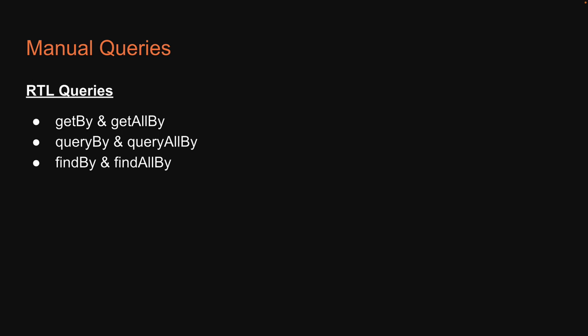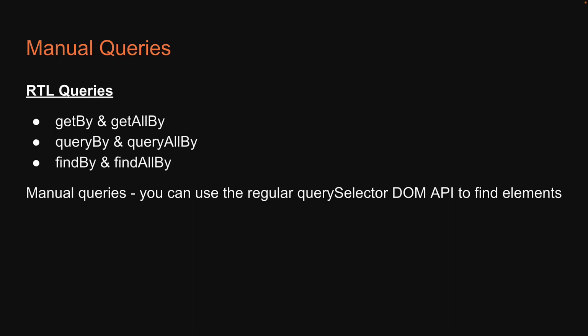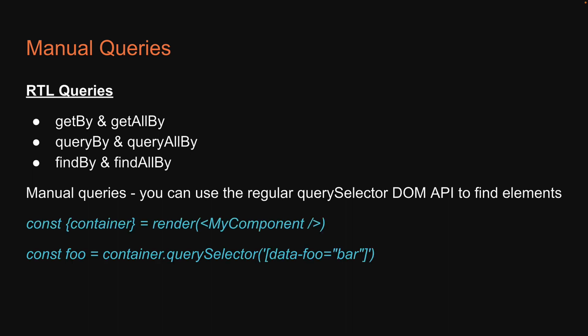Let me tell you, on top of these queries provided by the testing library, it is also possible to write manual queries. By that, I mean to say, you can use the regular querySelector DOM API to find elements. For example, here we've used querySelector with a data-foo attribute equal to bar, a random attribute and value.